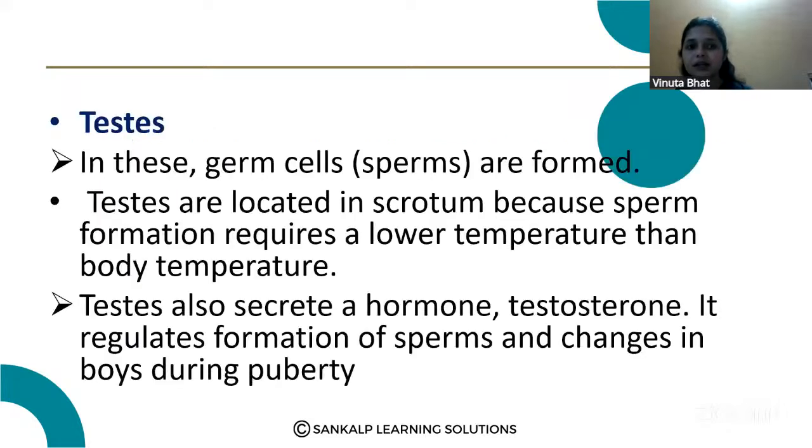Here, in the testes the germ cells, that means sperms, are formed. Testes are located in the scrotum because sperm formation requires a lower temperature than the body temperature. And testes also secrete the hormone testosterone. It helps in the regulation of formation of the sperms, and the changes that occur during puberty; the testosterone hormone is responsible for this.